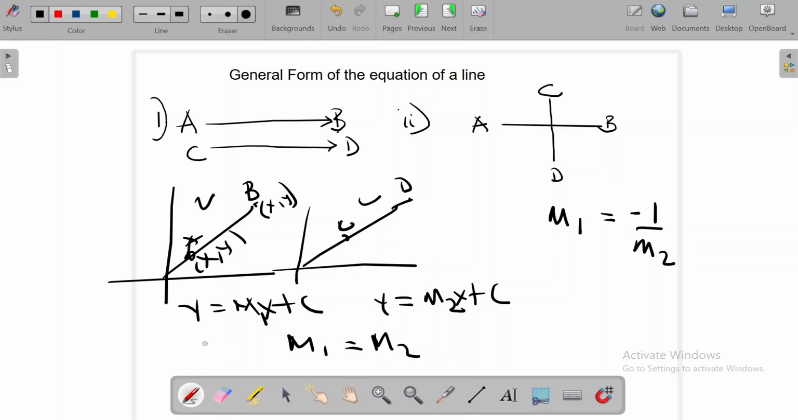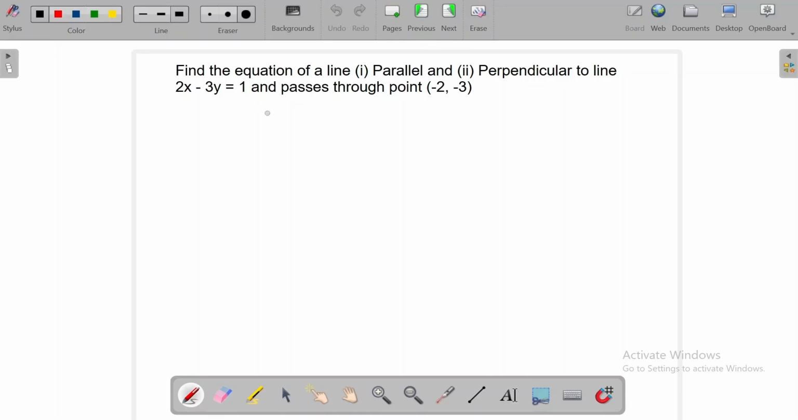If you have the equation of a straight line where the first line is parallel to the second, then the slope of the first will be equal to the slope of the second. But if they are perpendicular, the slope of the first will be the negative inverse of the slope of the second. So if I look at an example, it says find the equation of a line parallel and perpendicular to the line 2x minus 3y is equal to 1 and passes through the points.